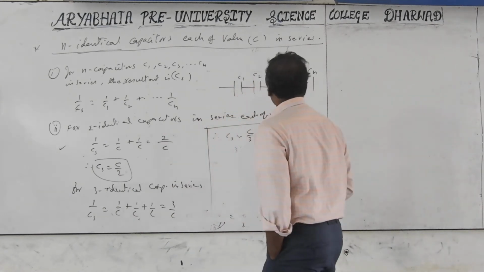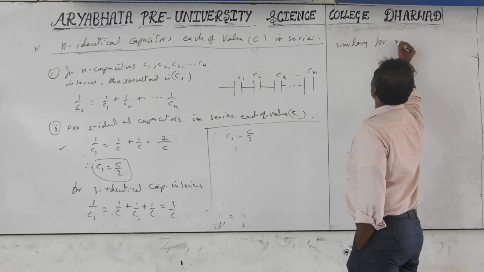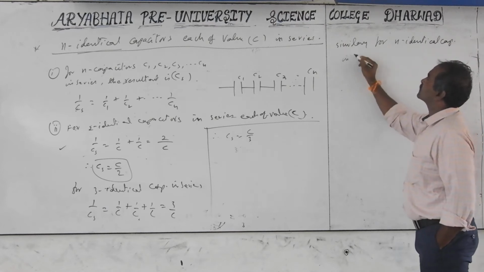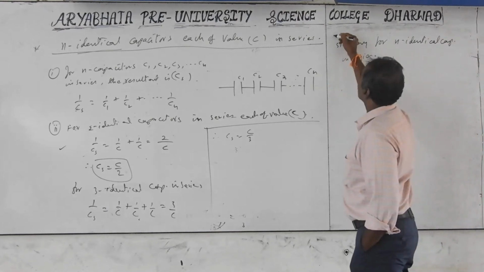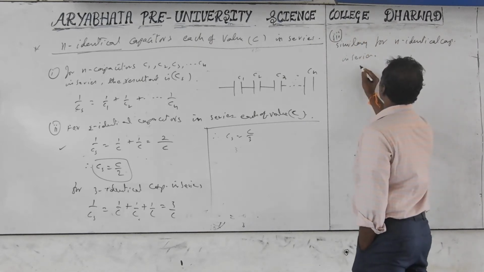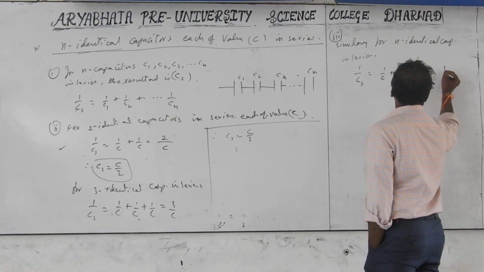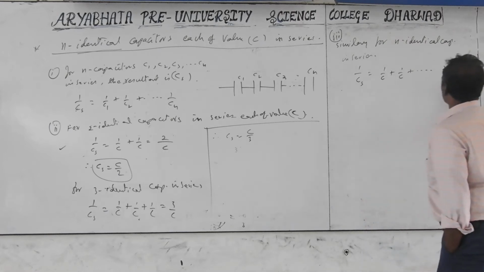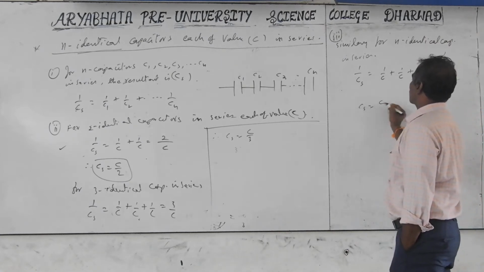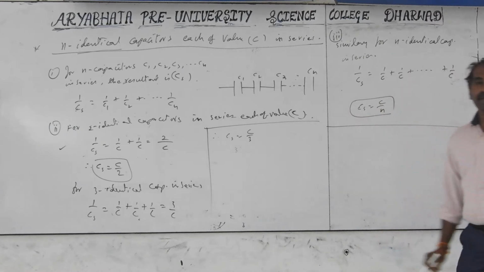Similarly, now we are writing for N identical capacitors in series. What you get is 1 by C series equal to 1 by C plus 1 by C and so on plus 1 by C, up to N capacitors. So C series equal to C by N. This is a very important relationship. Please remember that. For a series combination of identical capacitors, C series equal to C by N.